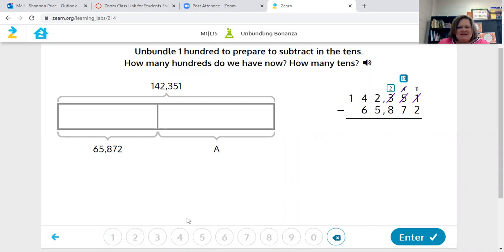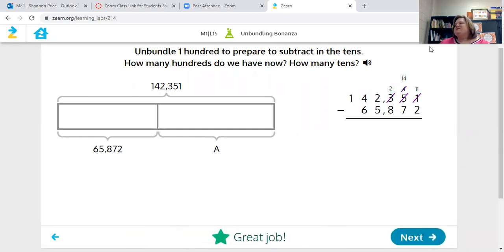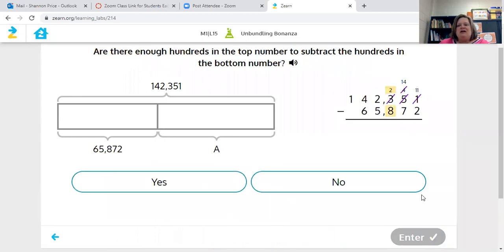Sometimes I could be wrong. I think I should just put the 10 there. Nope, let's try 14. Sometimes with Zearn, if you're not just perfect, yep, 14. So I added the 10 plus the 4. It will count it wrong even though you think you're right. And what you're thinking is really right, but it's just the way it wants it put in there.